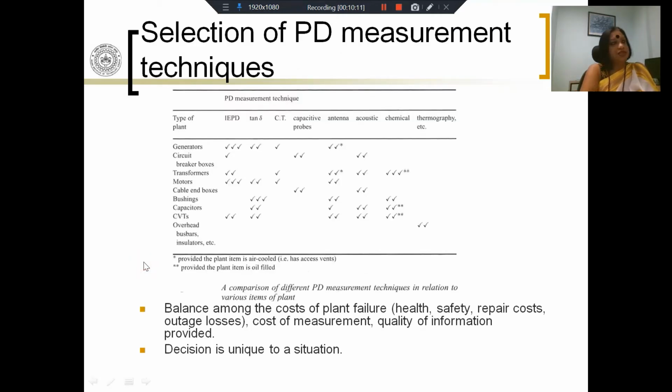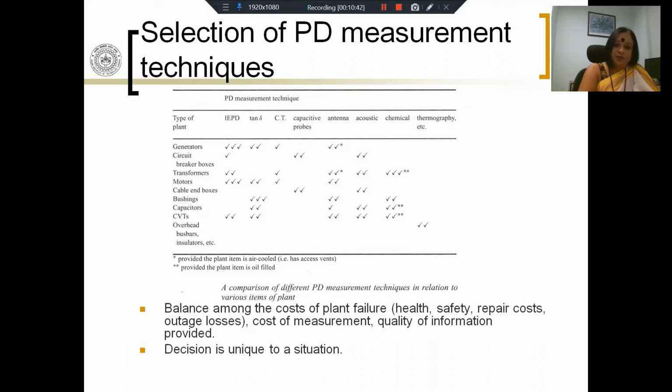Now, we have talked of various kinds of electrical as well as non-electrical techniques. In the context of various equipment, we have discussed transformers because I wanted to discuss an equipment which is not as complex as a rotating machine, but it is not as simple as a gas insulated substation either, because a transformer has a mix of complexities. But then the question is, which PD measurement technique would you like to use among all these many techniques that are available?